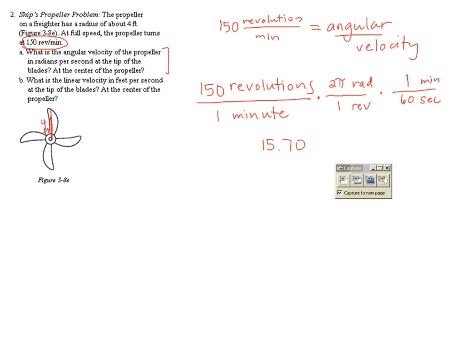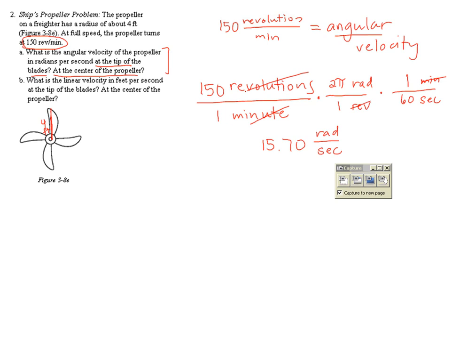15.70, and then the units that I'm left with, the revolutions canceled, the minutes canceled, and what I'm left with is radians per second. Great. Okay, so that is what I did. So now the question is, if I read this part A again, I'm looking for the angular velocity at the tip of the blades and also at the center of the propeller. So what's the difference between those two? And this is kind of a trick question.